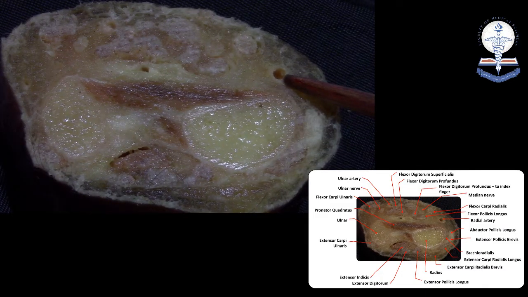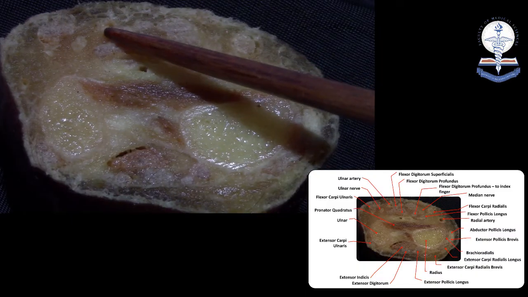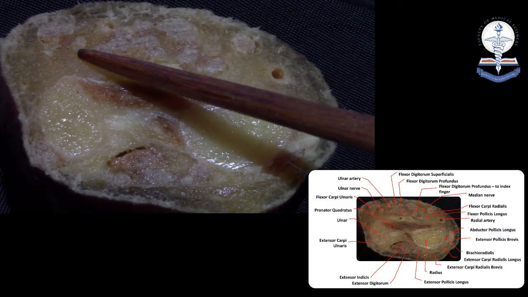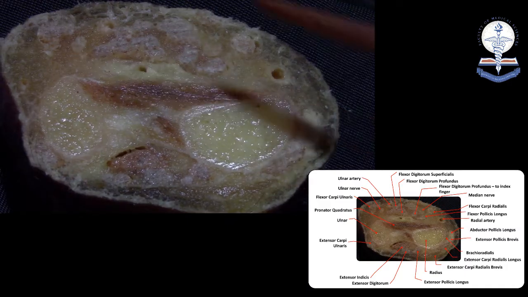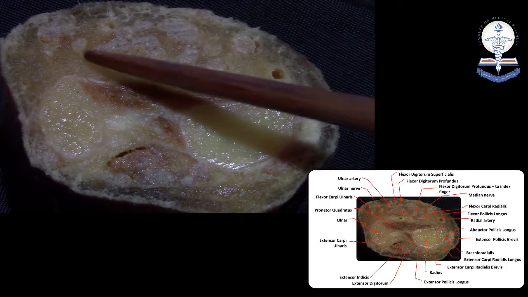Since this is the radius, this is the radial artery. Since this is the ulna, this is the ulnar artery and this is the ulnar nerve. Now, first we will try to orientate the structures at the anterior compartment of your forearm.